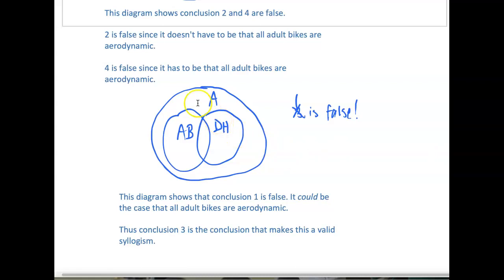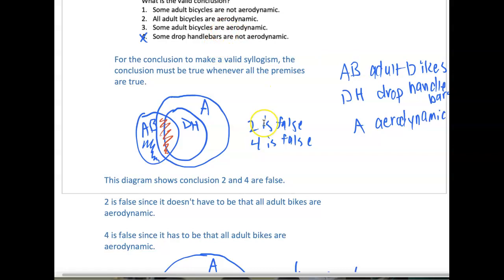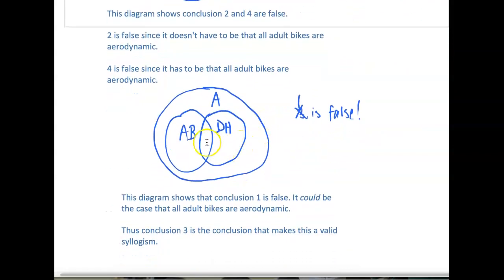Now let's just check, is conclusion 3 true in this picture? Some adult bicycles are aerodynamic. It is true in this picture. It happens to be that all adult bicycles are aerodynamic, but some of them are, for sure. Further, we can say that it's always going to be the adult bikes with drop handlebars that are aerodynamic. It's always going to be these ones in here that are aerodynamic, for sure. Okay, so conclusion 3 is the conclusion that makes this a valid syllogism. This completes this example.